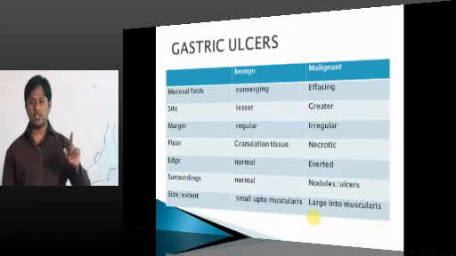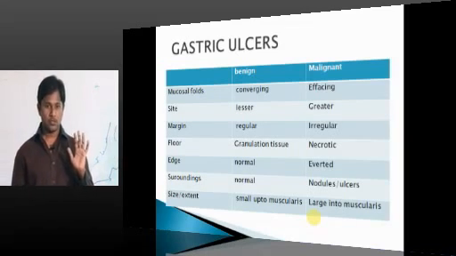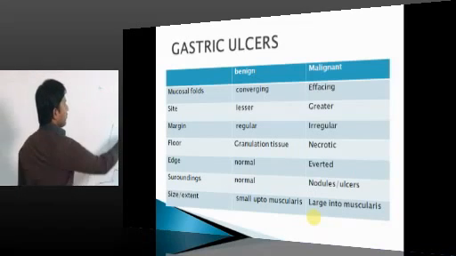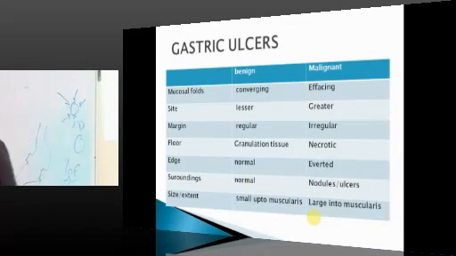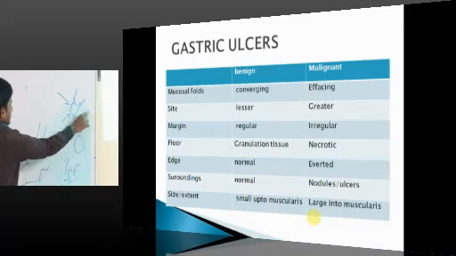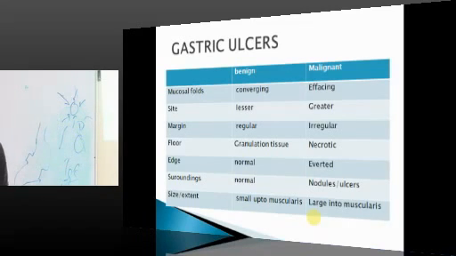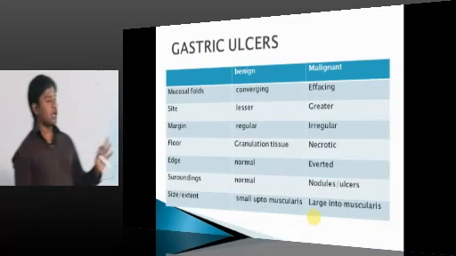Remember, the first important thing is regarding the mucosal folds. Mucosal folds will be converging in a benign ulcer, but they will be effacing, that is moving outwards, in a case of malignant ulcer. That is the most important thing that you have to identify. Of course, the site.